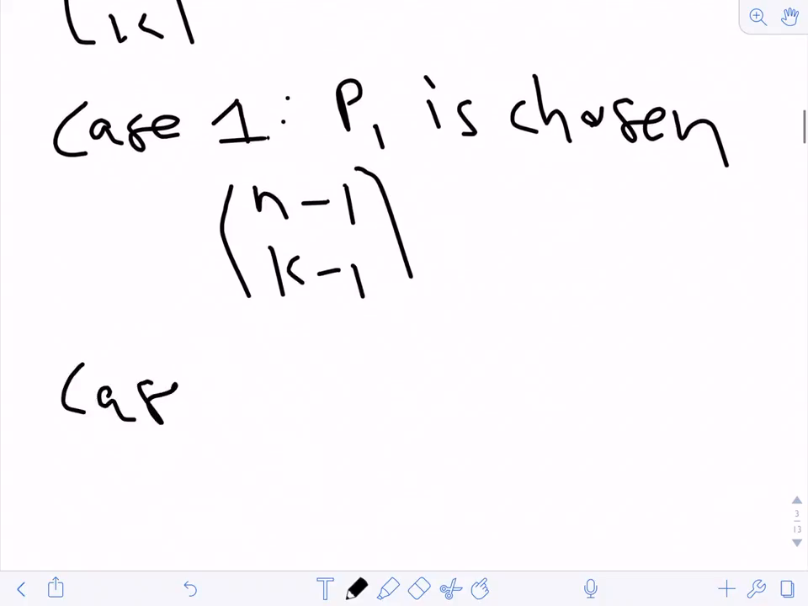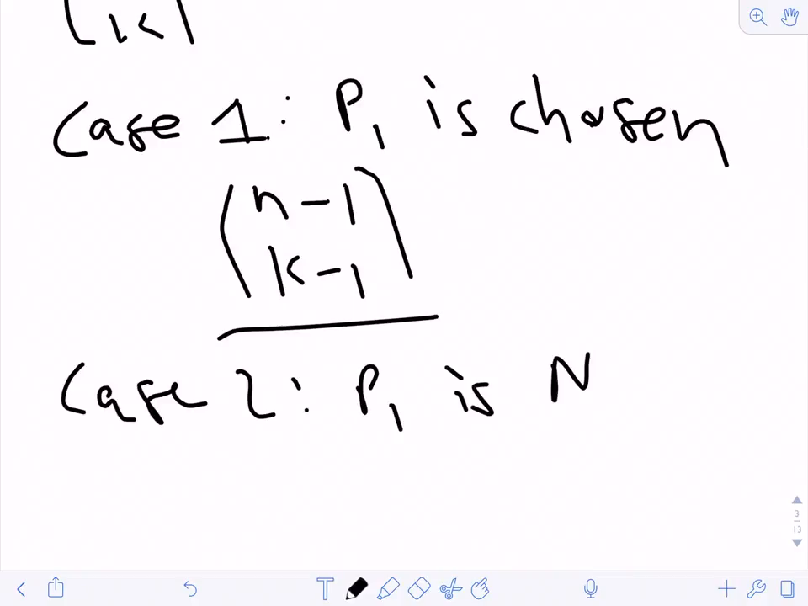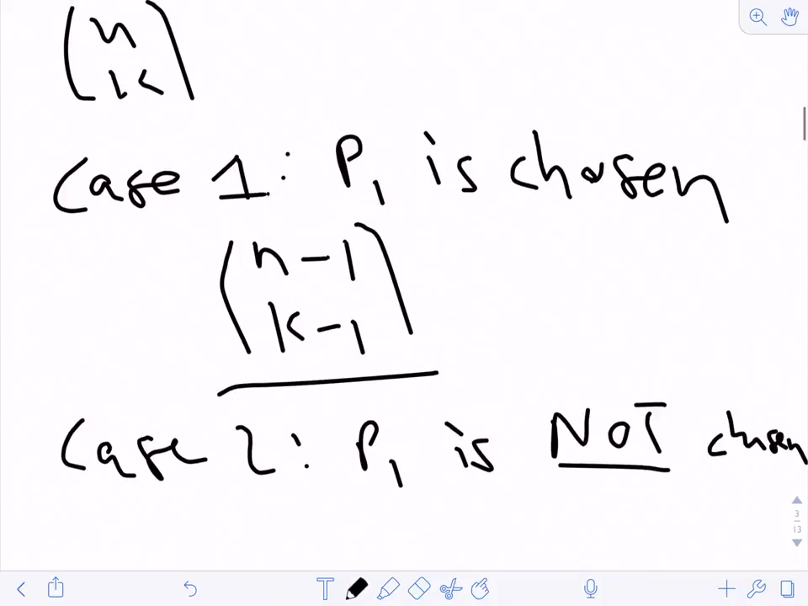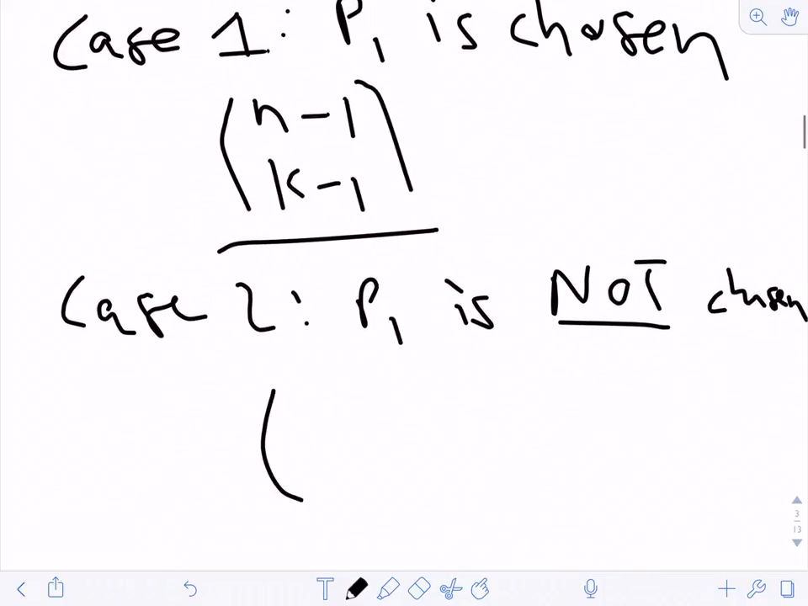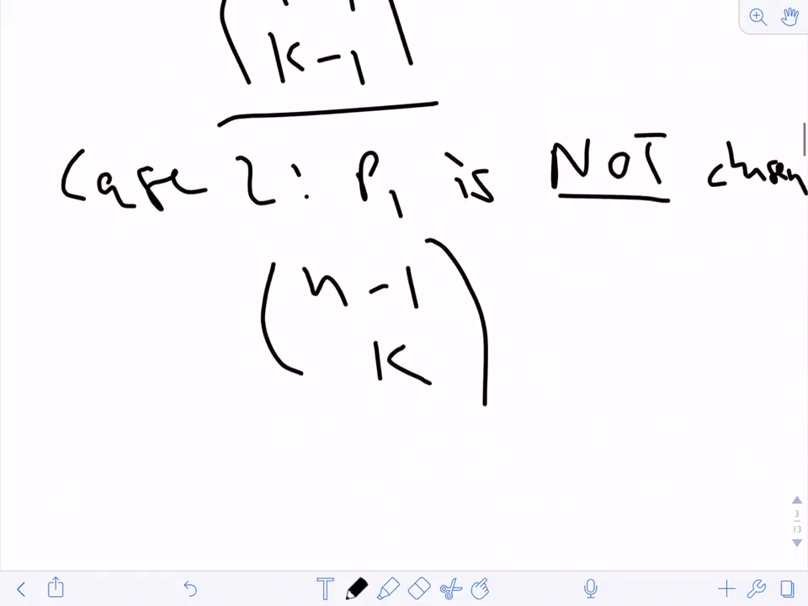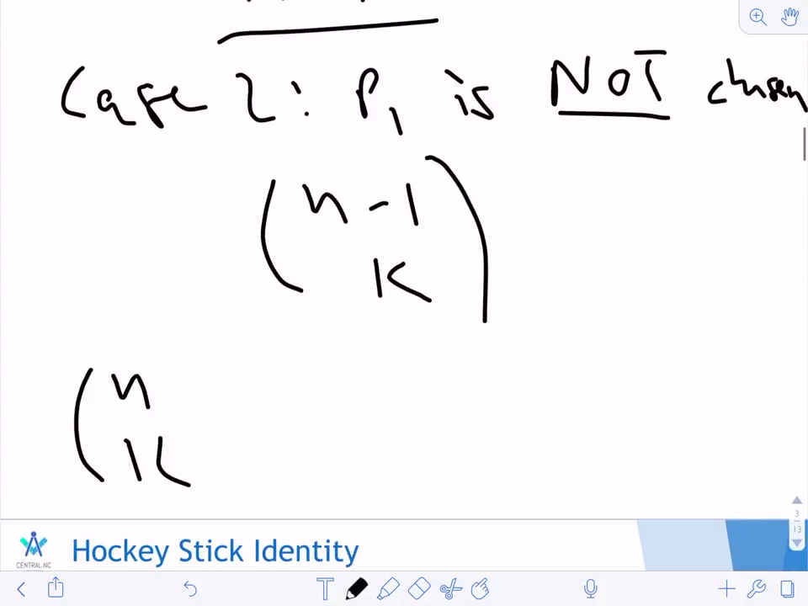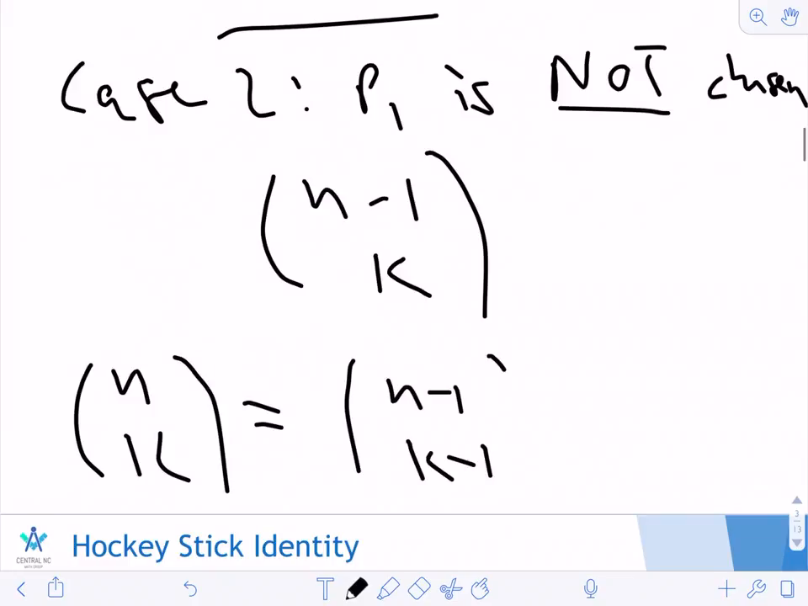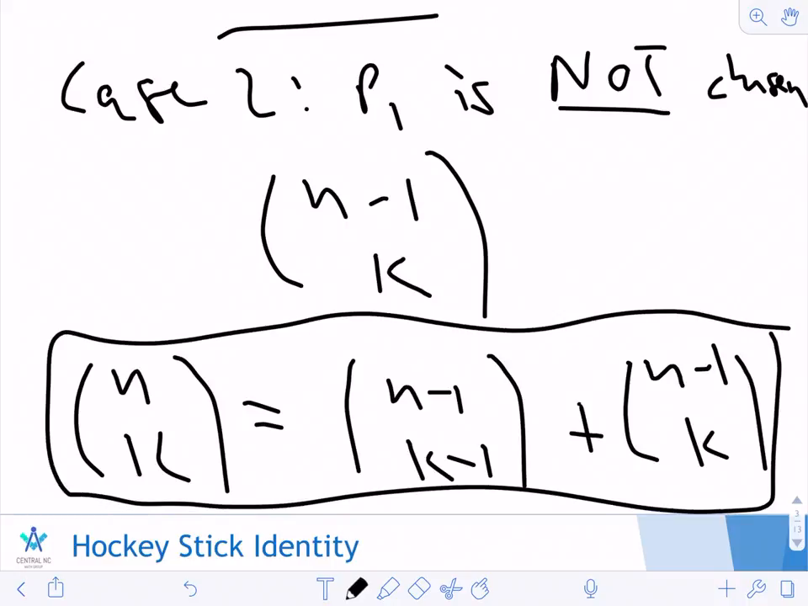In the second case, p1 is not chosen. Well, if you don't choose p1, then of the remaining n minus 1 people, you have to choose k of them. All right, and if you just add these 2 cases up, you have to get n choose k. And this is known as Pascal's identity.